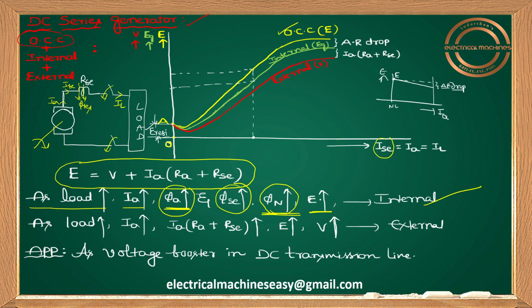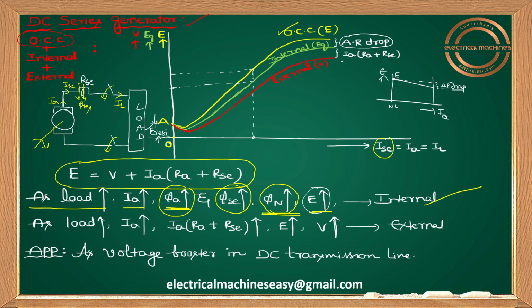So here, whatever I'm writing, E is increasing, yes, no doubt, because the net flux is increasing here. But that increasing curve will be below the OCC curve only, due to armature reaction drop, which is present in a load condition, not present in a no load condition. Okay, guys. So that's the reason why I'm getting the internal characteristic rising, with respect to OCC, somewhat below, and this drop can be taken as armature reaction drop.